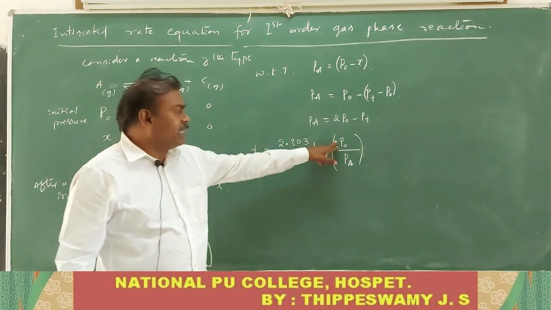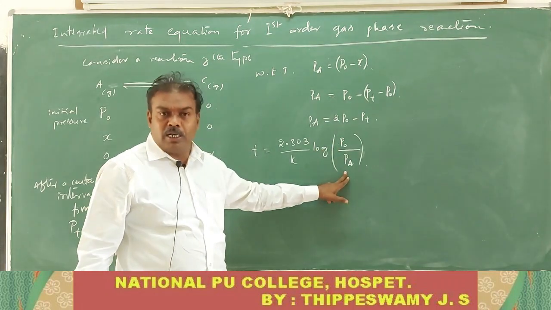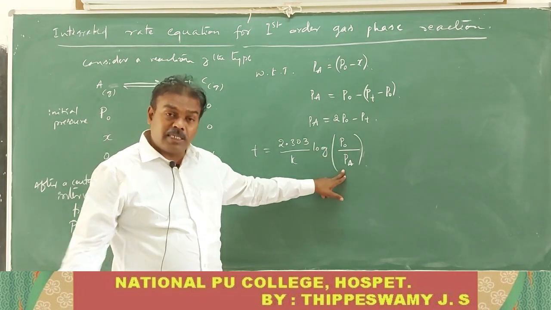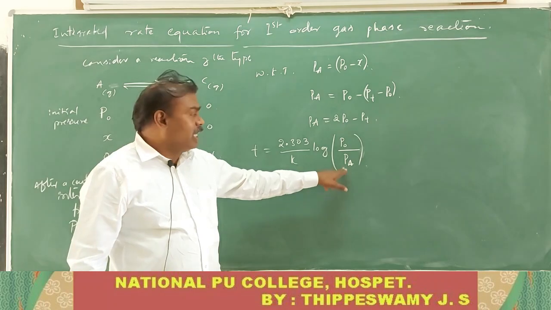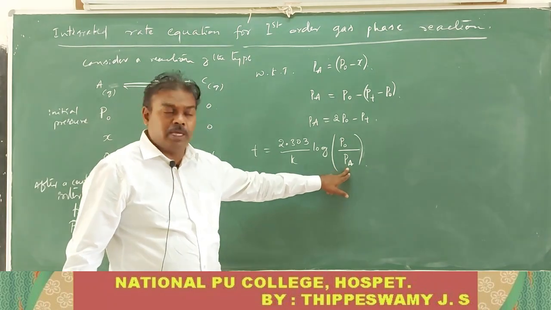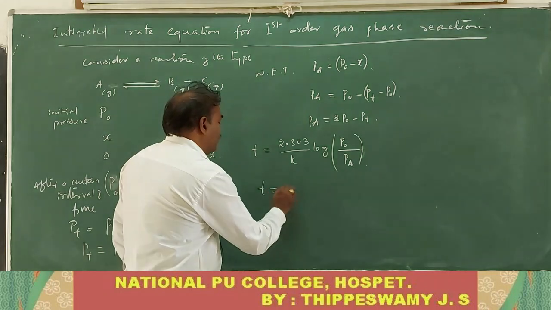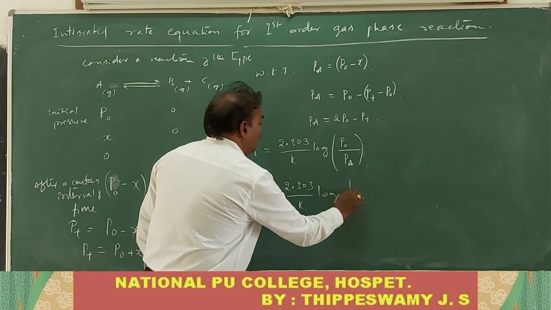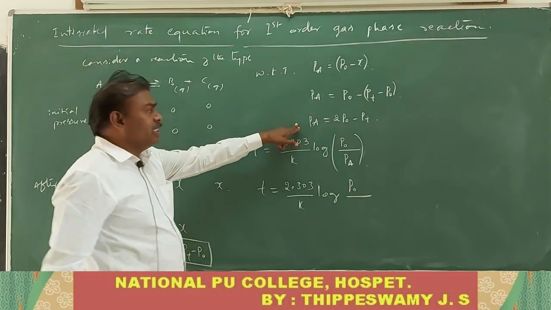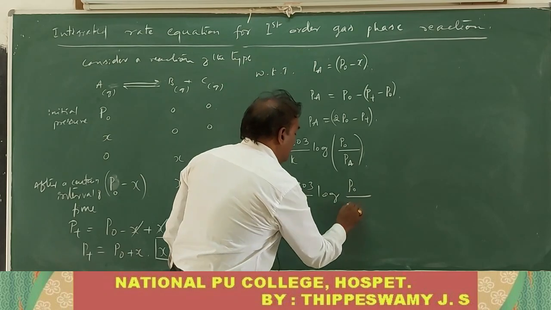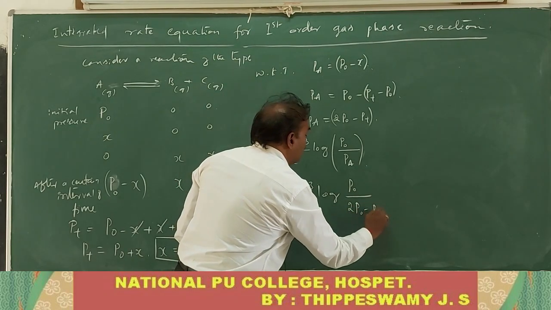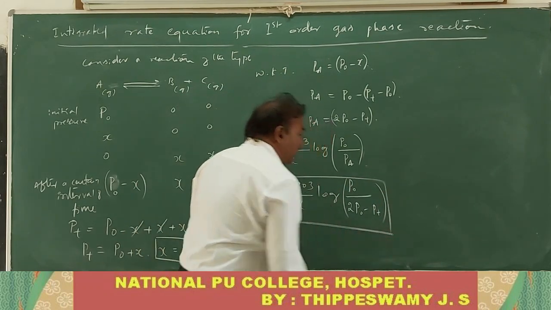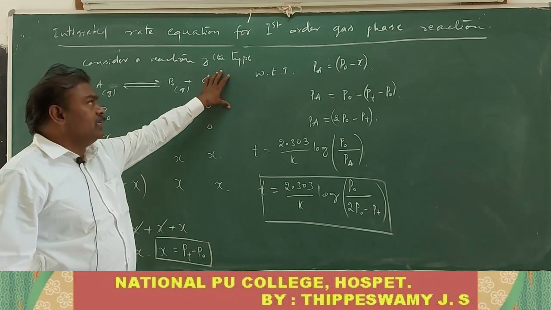So this is the relation according to the integrated rate equation for first order. You can write a by a minus x, or R naught by R. R naught is the initial concentration, here the initial pressure, and R is the concentration or partial pressure after the time interval, given by Pa. So now you can write t is equal to 2.303 divided by k into log of P naught divided by Pa, and the value of Pa we write as 2 P naught minus Pt.